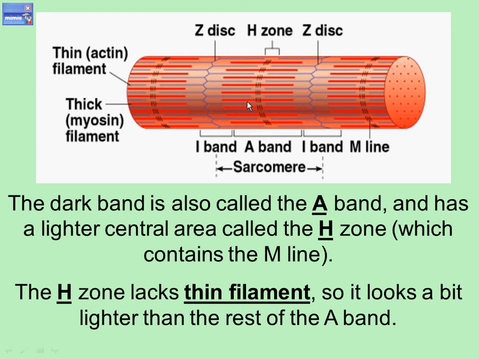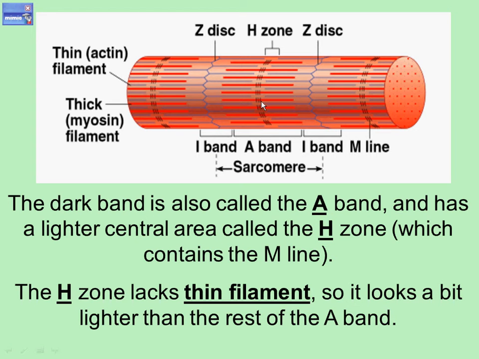to be darker. The H zone is right here in this area, and the H zone is going to be slightly lighter because it doesn't have actin and myosin filaments. Okay, notice it just has the myosin filaments in this area.